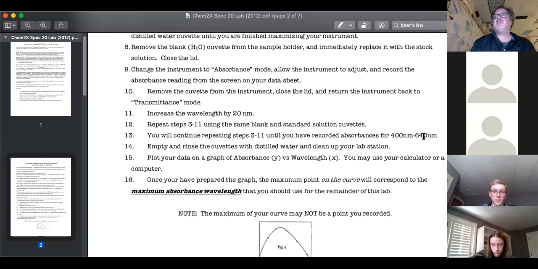You want to try to get from 400 to 640, but some of these machines won't let you go past 620. That's fine. Anytime you feel resistance from that machine, don't force it. You'll break it.